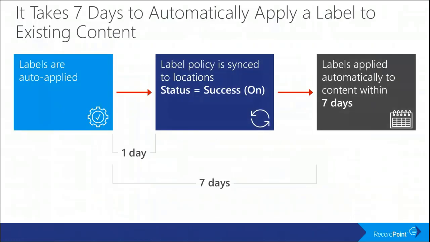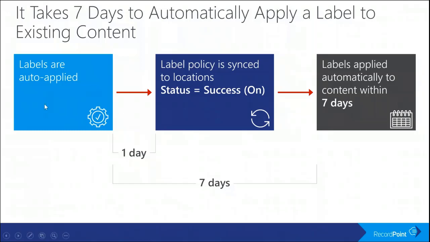The other thing to keep in mind is if you're going to use these automatic labels, it does take 7 days for the automatic application of the label to occur. This is because all of the records management timer jobs in Office 365 run on a 7-day period. If you are using SharePoint records management, they're also on a 7-day timer job. Things like, is the retention period up? It only checks every 7 days to see if that's true.